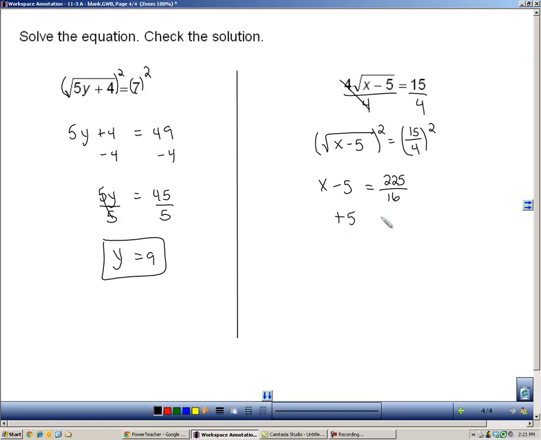Now we'll isolate the x by adding 5. So this becomes 225 over 16 plus 5 over 1. So now I need to get a common denominator of 16, so I'll multiply this by 16 over 16. So this is 225 over 16 plus 5 times 16 is 80 over 16. Put those together and you get x equals 305 over 16.